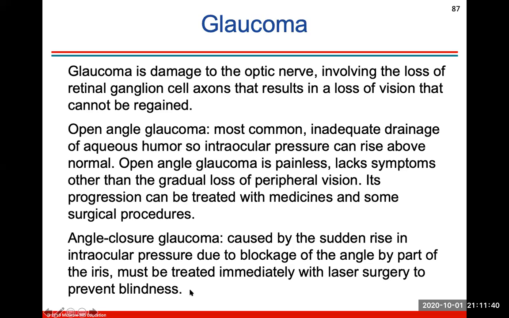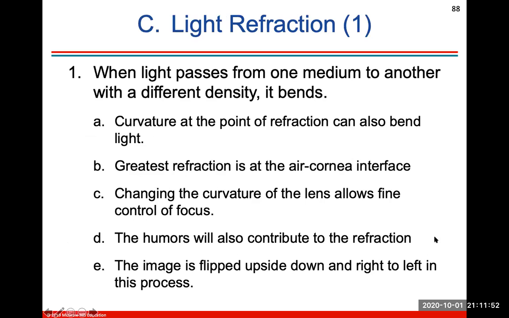Angle closure glaucoma is caused by a sudden rise in intraocular pressure due to a blockage of the angle by part of the iris, and this must be treated immediately with laser surgery to prevent blindness.